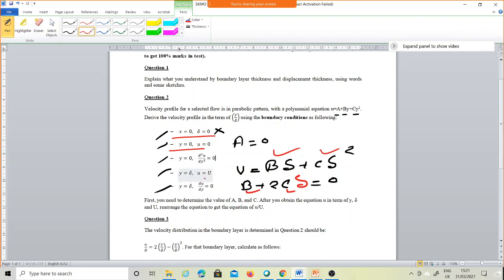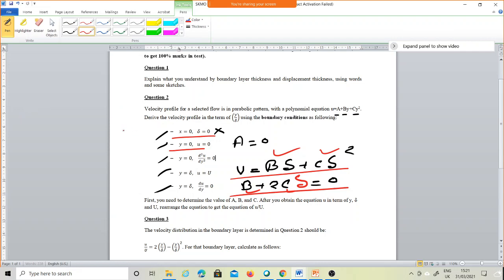If you put y equal to delta, u equal to capital U, you have this equation. And in a similar way, if you put y equal to delta and consider the derivative du/dy of this equation, you have this. So you have two equations here, including b and c. Just solve these two, and you will probably get b.